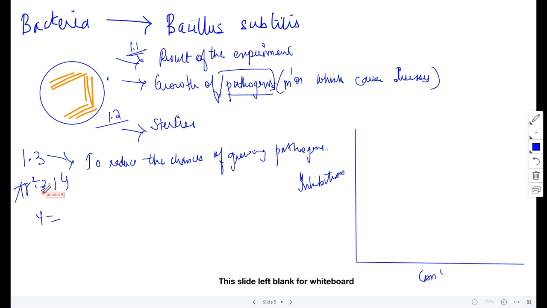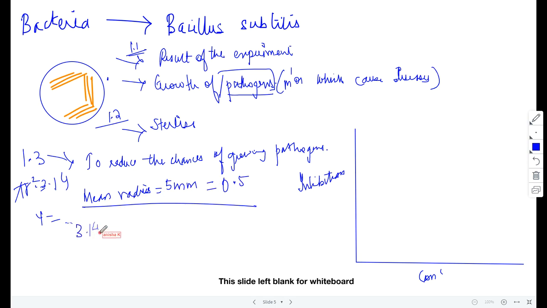Now, here, if you see, earlier they have given y is mean radius, which is 5 mm, right? Now this 5 mm, if you need to convert it into centimeters, I have to put 0.5. And with the help of mean radius, we are going to find y. So 3.14 into the radius, 0.5, the whole square.